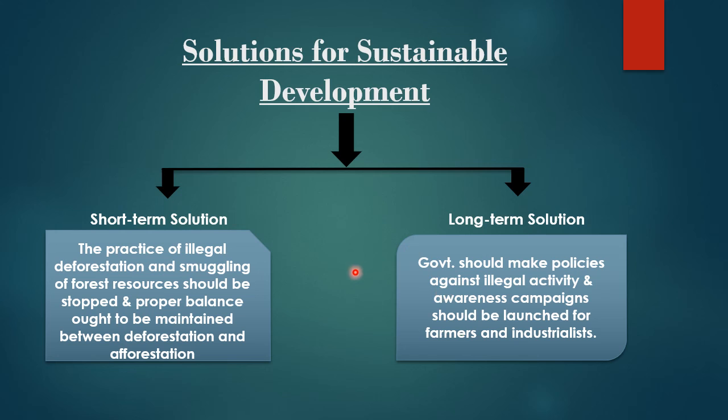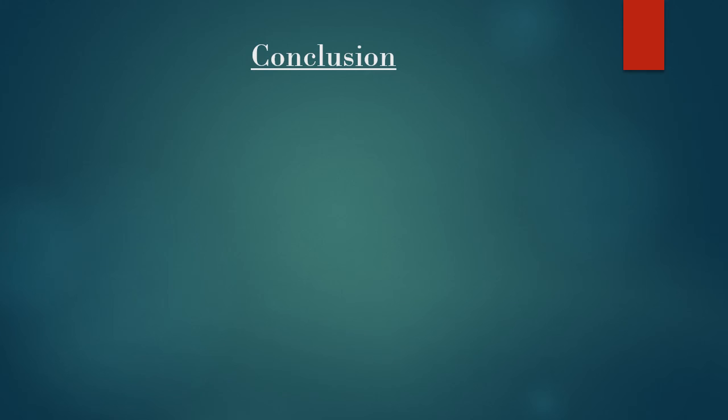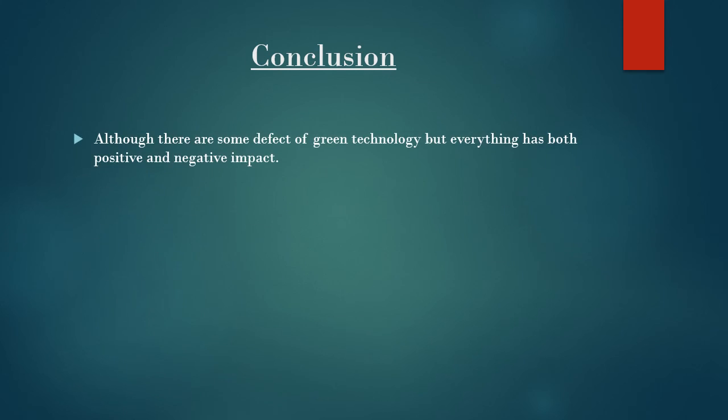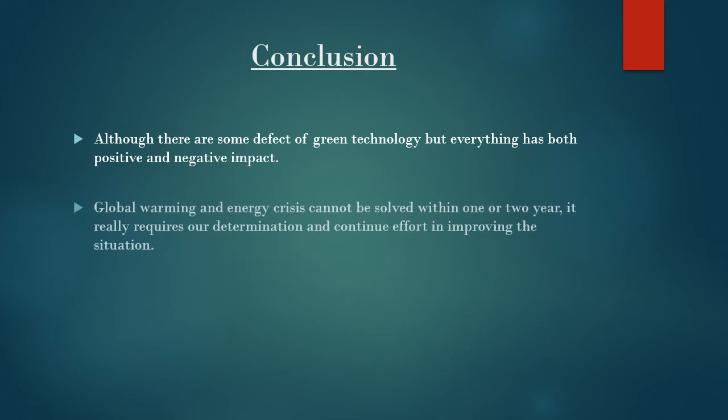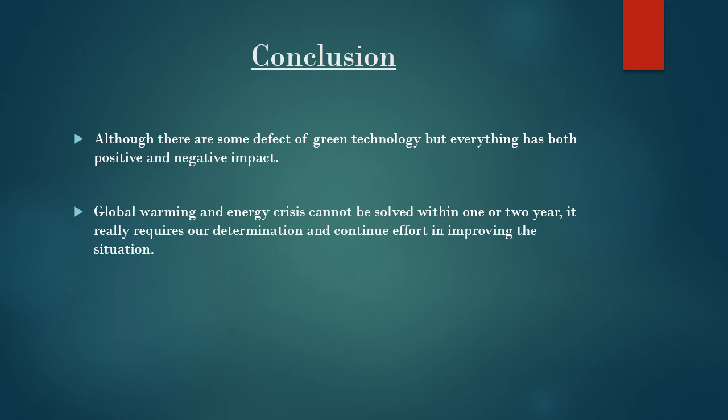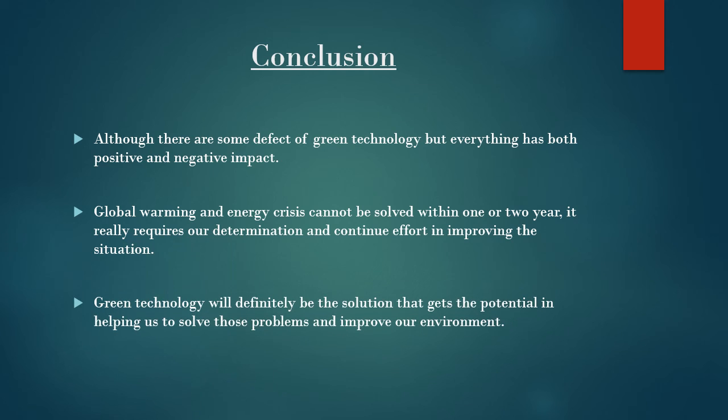So let's move to the next topic. So here we conclude our discussion. Although there are some defects of green technology, everything has both positive and negative impact. Global warming and the energy crisis cannot be solved within 1 or 2 years. It really requires our determination and continued effort in improving the situation. Green technology will definitely be the solution that has the potential to help us solve those problems and improve our environment.